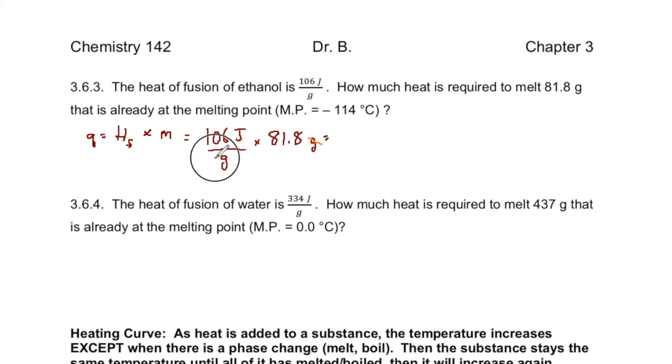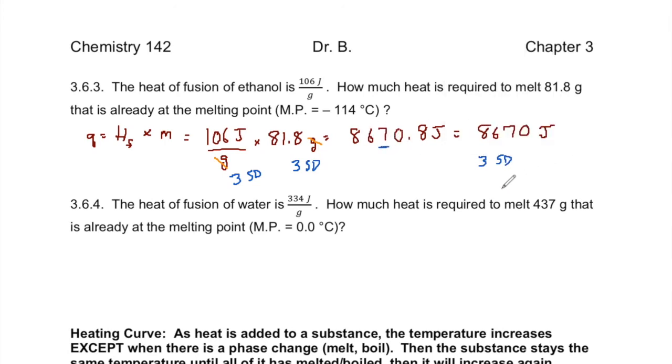The grams cancel. My calculator tells me 8,670.8 joules. However, we only have 3 significant digits in our measurements, so we'll go ahead and round this to 3 significant digits, making it 8,670 joules.